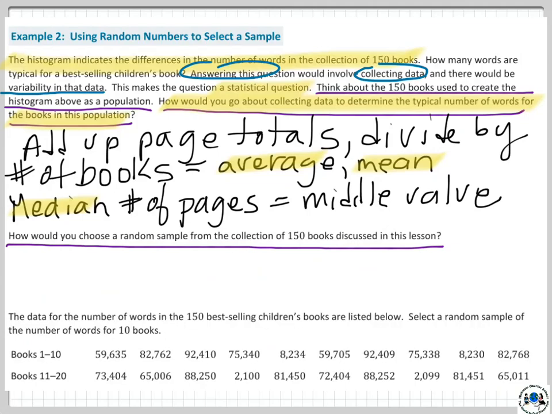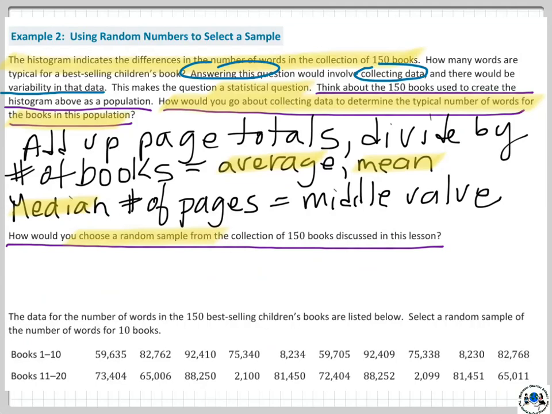What we are going to do, of course, is, since the title of this lesson is about random samples, go ahead and choose a random sample. Now, how would you do this? How would you choose a random sample from the collection of 150 books? Well, you could number all the books, throw 150 pieces of paper in a hat, and pick. Or you could even write the title of the book down, throw them in a hat and pick them out.